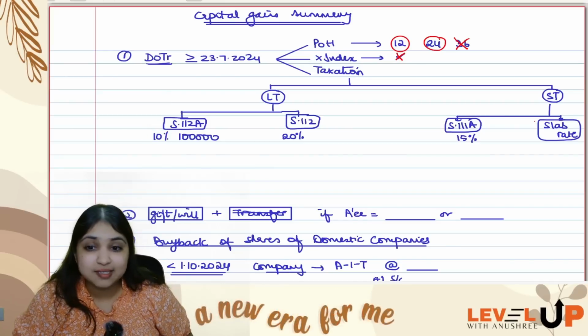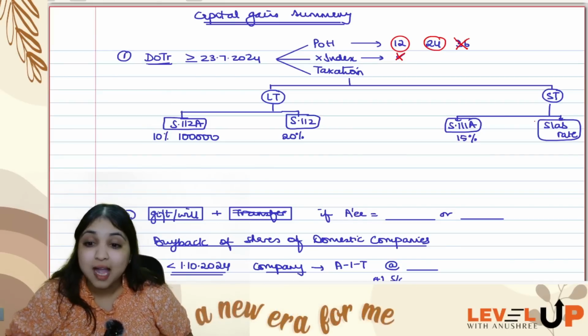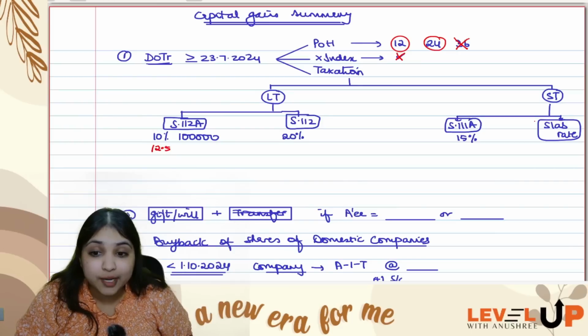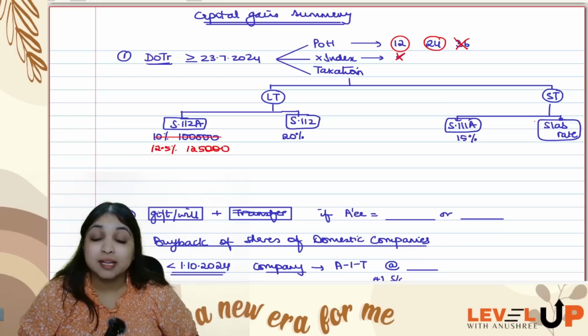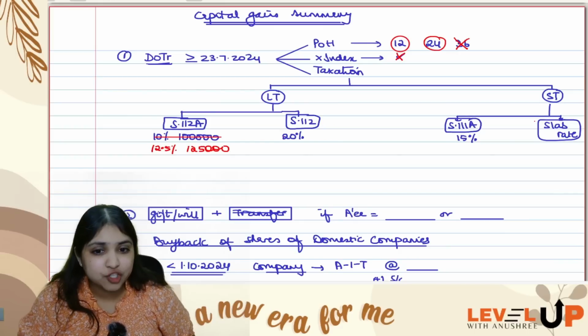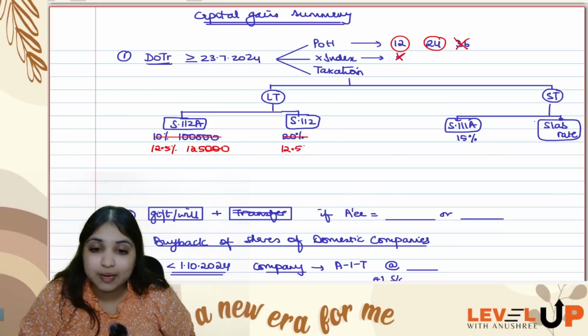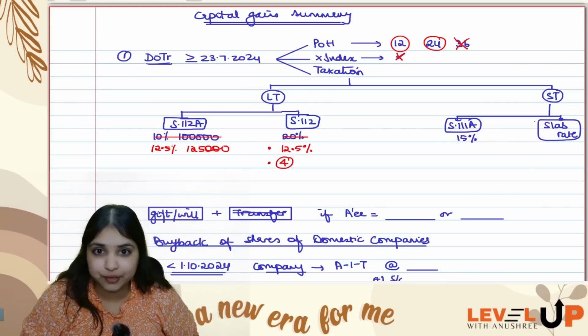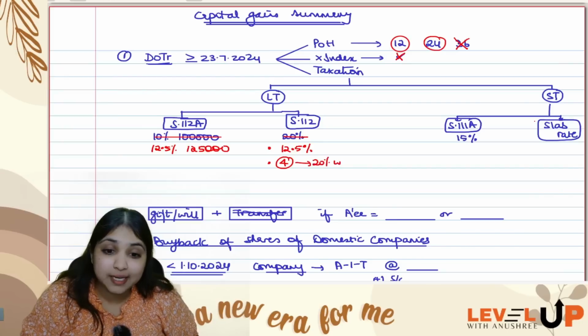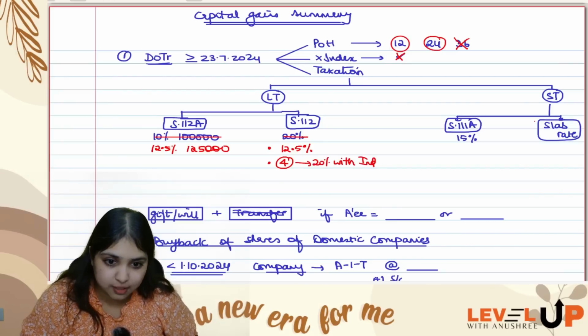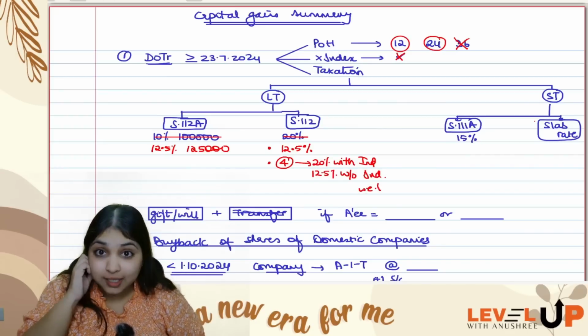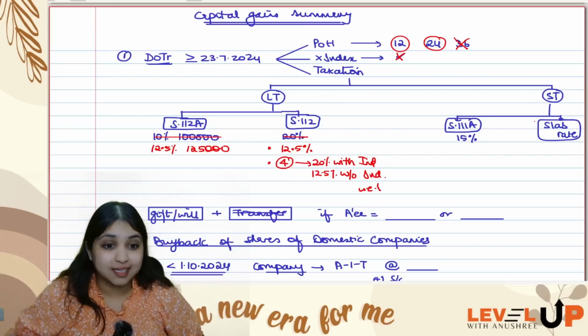112A existing provision is 10% if LTCG is more than 1 lakh. My amended provision will be 12.5% if the LTCG is more than 1,25,000. Then 112, my existing provision is 20%, but this will change to 12.5%. But however, if the 4 conditions are fulfilled, then the tax rate will be 20% with indexation or 12.5% without indexation, whichever is lesser. If it is short-term capital gains, 111A existing tax rate is 15%.